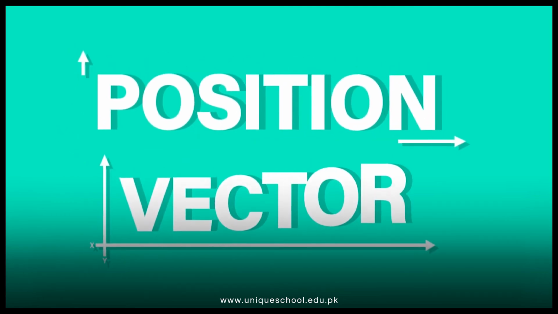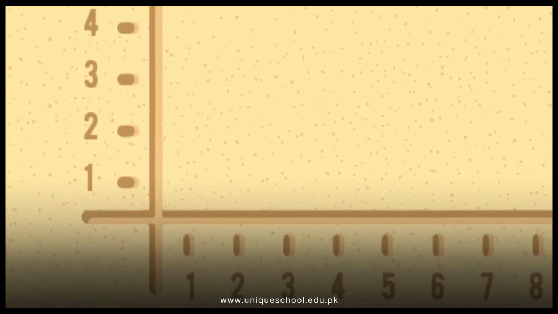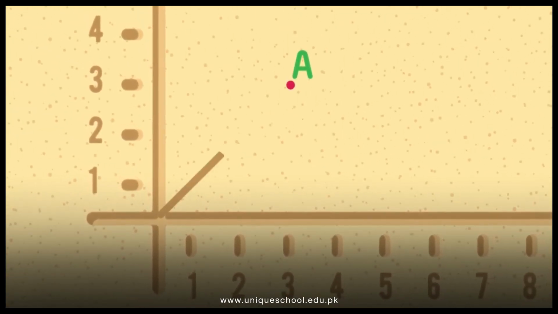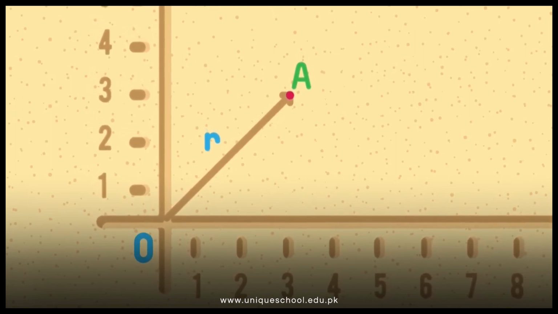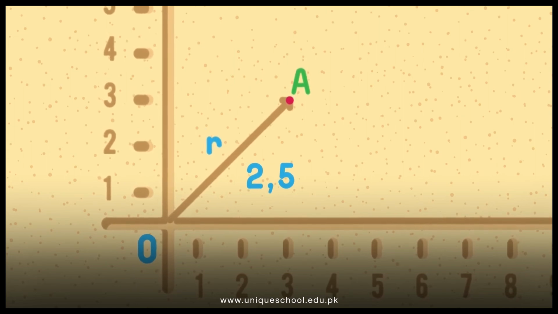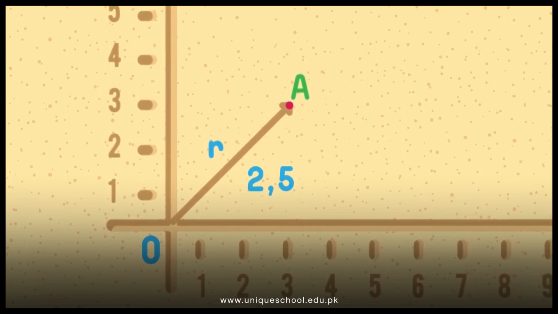Position vector. Position vector is the vector which represents the position of a point in a space with respect to the origin, O. It also represents the distance and direction of the points from the origin.